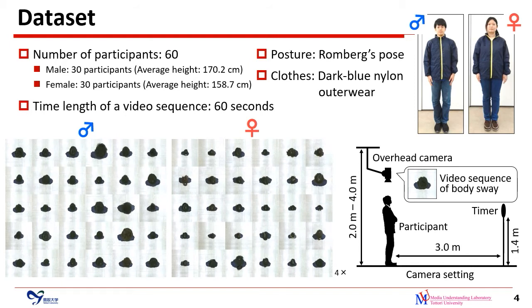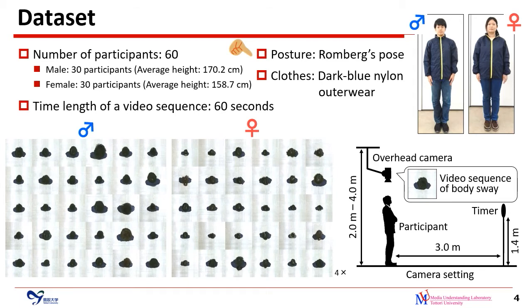We evaluate whether the gender of a standing person can be classified based on a video sequence of body sway. We acquired video sequences of the body sway of 60 participants, 30 males and 30 females. We set the length of each video sequence to 60 seconds. These movies are examples of video sequences of males and females acquired in our experimental setting.